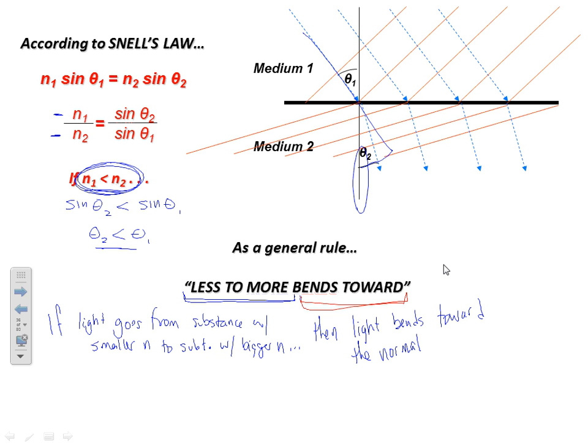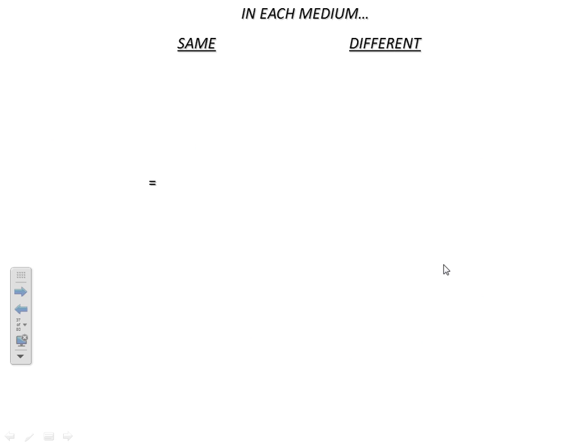Less to more bends toward is the key to tons and tons of questions on the exam. Okay? Well, I don't know about tons and tons, but certainly multiple questions will deal with your ability to decipher that phrase. Okay so far? Okay.